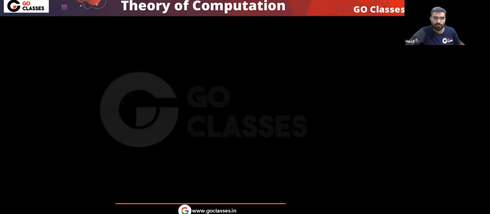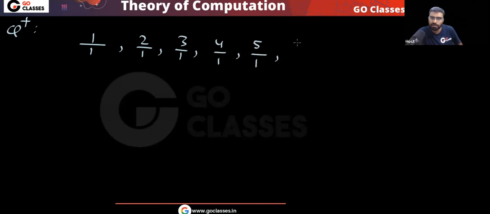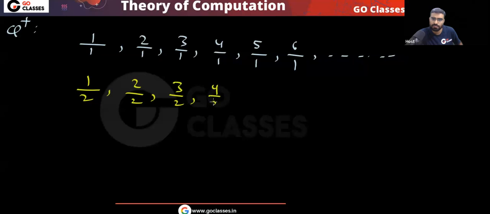So now let me give you the enumeration. Just notice something smart I'm going to do. In this Q plus, you put all the elements like this. Whenever the denominator is 1, you put it here: 2 by 1, 3 by 1, 4 by 1, 5 by 1, 6 by 1. In the first row, you put when the denominator is 1. In the second row, you put when the denominator is 2. Is this clear so far?